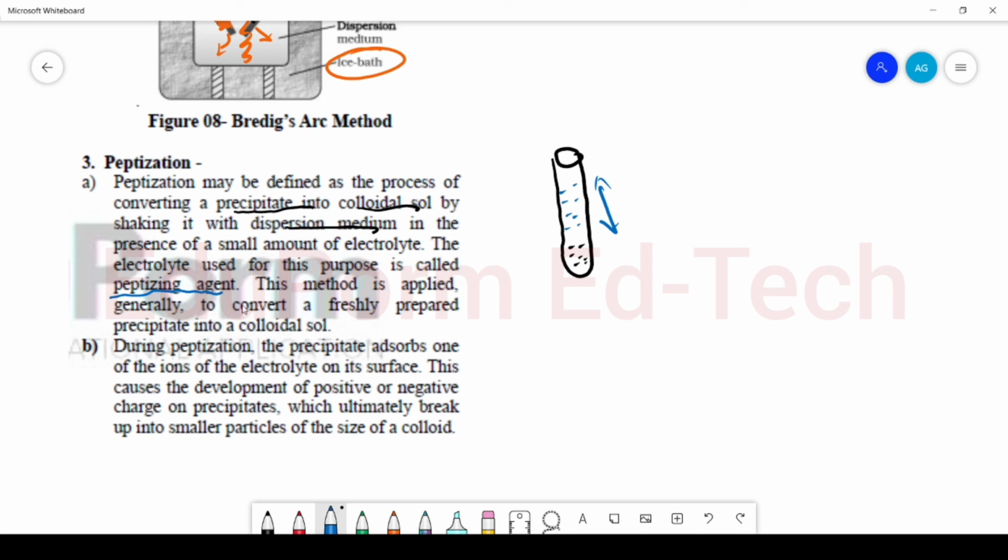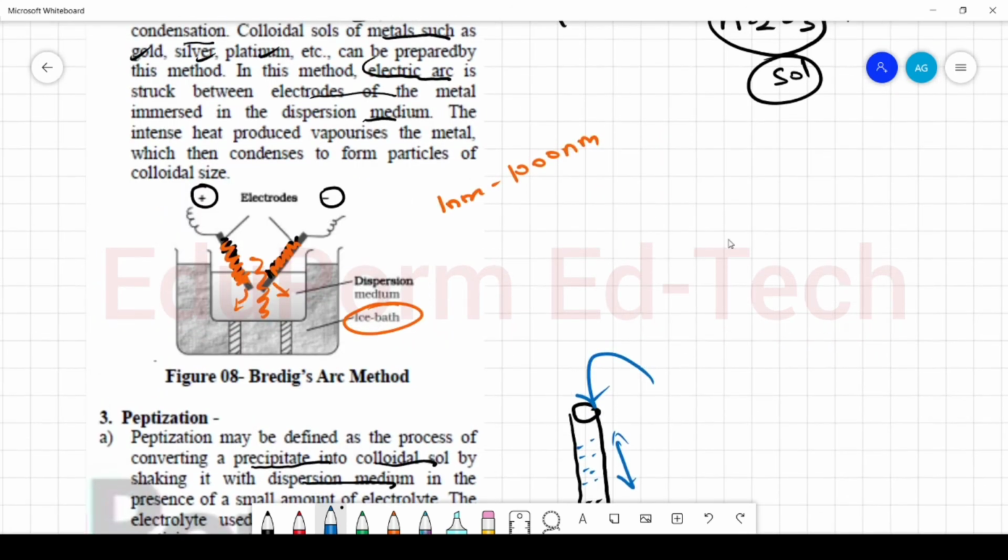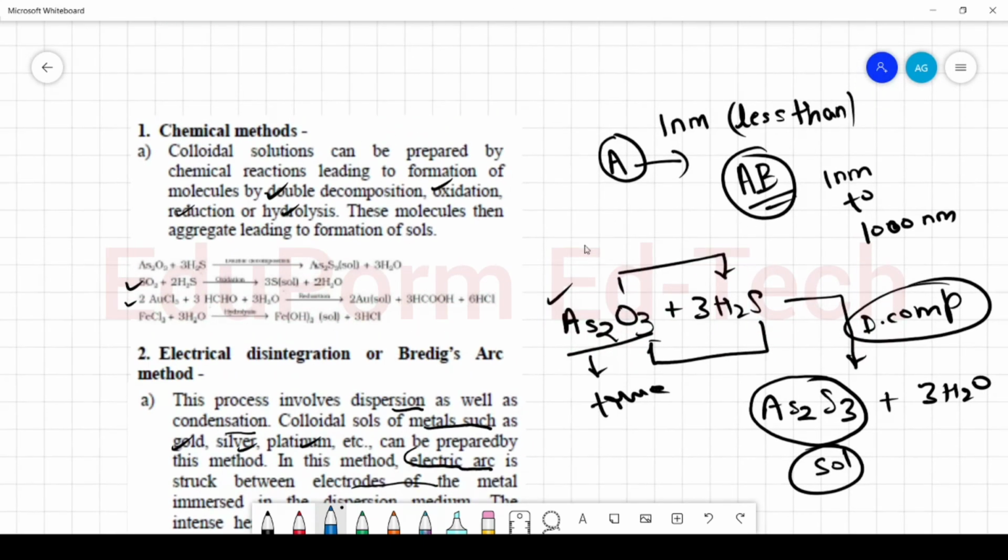The method is applied generally to convert freshly prepared precipitate to colloidal sols. During peptization, the precipitate absorbs one of the ions. We add an electrolyte, generally with the opposite charge. So during peptization, the precipitate absorbs one of the ions of the electrolyte on its surface, and this causes development of positive and negative charge on the precipitate, which ultimately breaks up into smaller particles of the size of colloidal range. So these are the methods for the preparation of colloidal sols. So we studied three methods: peptization, electrical disintegration, and chemical methods.